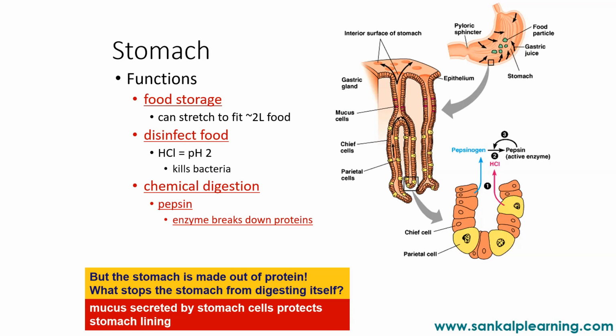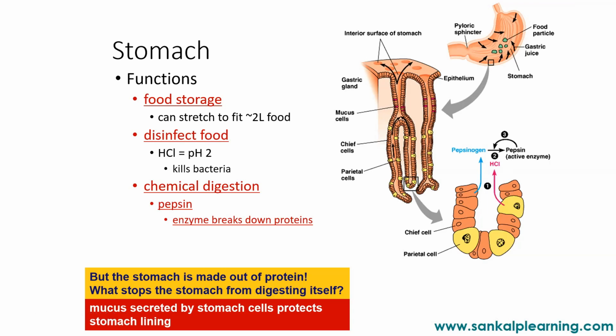And those proteins will be broken down into simpler forms. So in stomach we can only observe the protein digestion. And this is the main concept. Even though the stomach is made up of protein, pepsin will not digest the whole stomach. Why? Because the stomach lining is protected by the mucus.